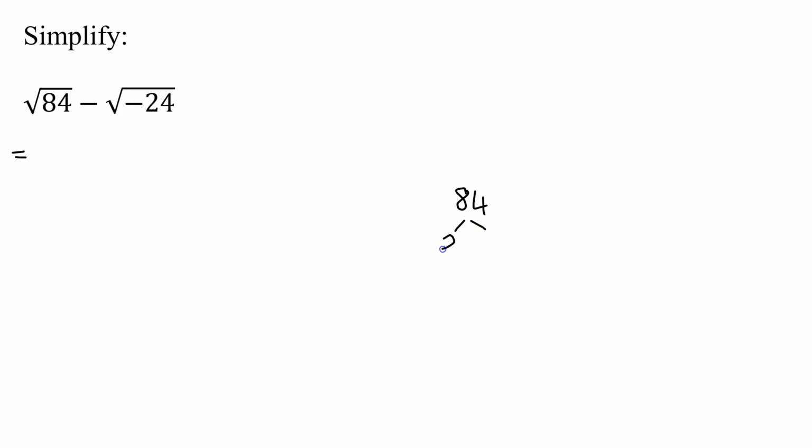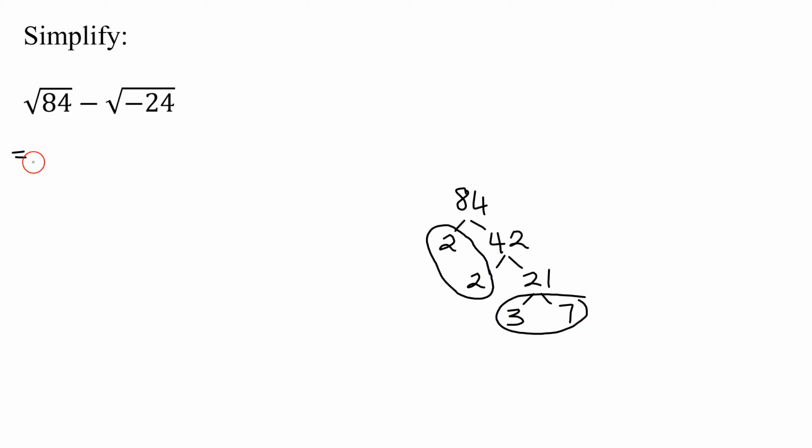It's an even number, so 2 divides into there 42 times. 42 is even. 2 divides into there 21 times. And 21 is 3 times 7. Here are all my prime factors. I'm going to group these two together and these two together. So I'm going to have the square root of 2 times 2 is 4, that is a perfect square, and 3 times 7 is 21, that has no perfect squares in it.